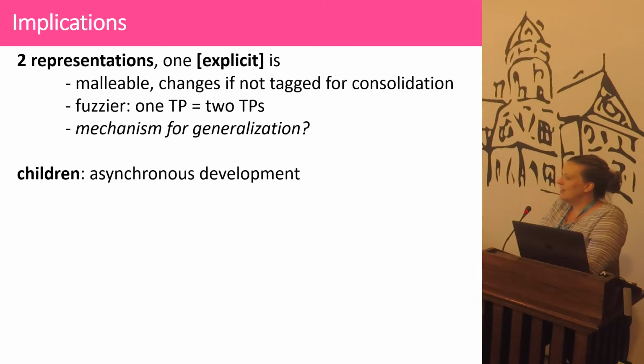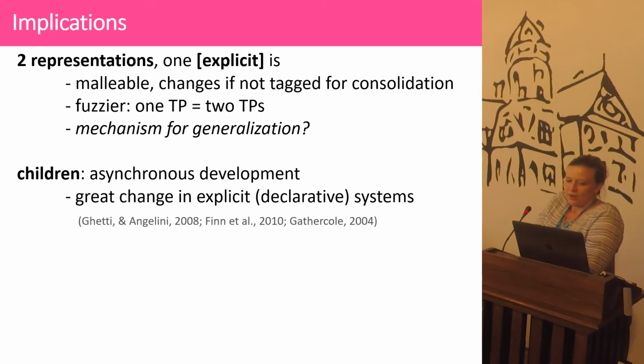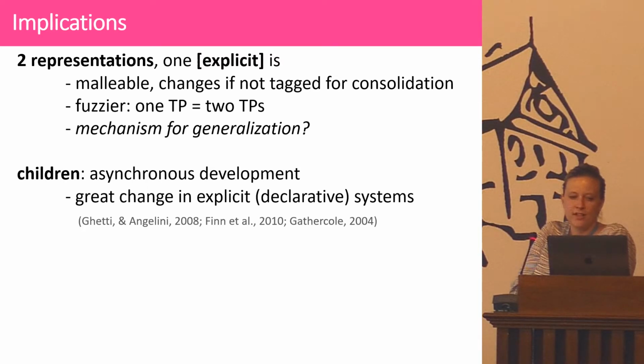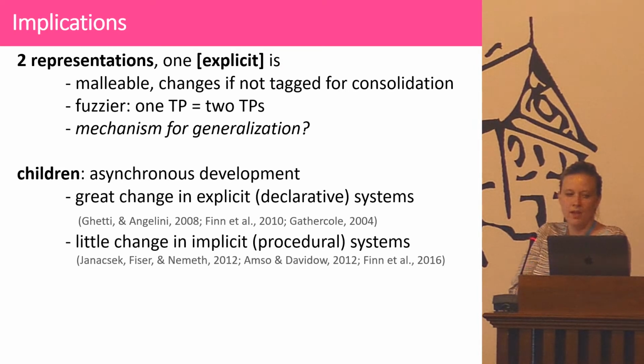But I want to take a minute, I don't have any child data here, to talk about what this might mean. So I noted that in other work, I discussed asynchronous development of important structures, and what I've shown, along with others, is that there's great change in explicit or declarative systems, right? So I've worked on working memory and episodic memory, and those systems are super slow to come online during development. They're present even in infancy, but they grow and get better and better. Whereas there's little change in these implicit or procedural systems.